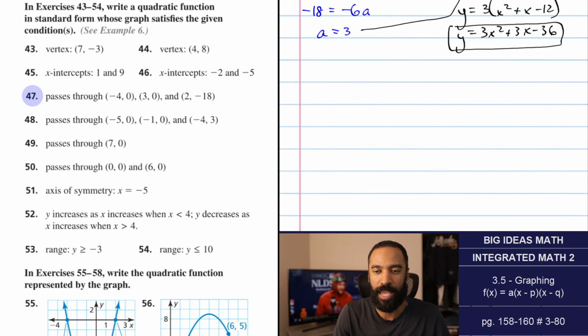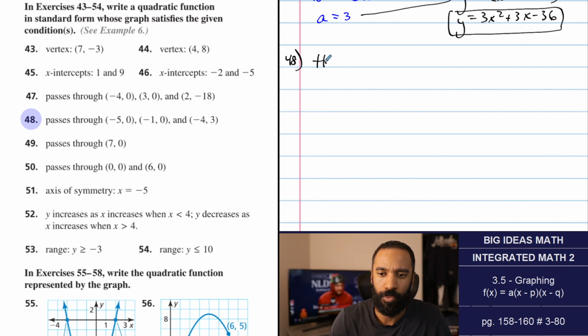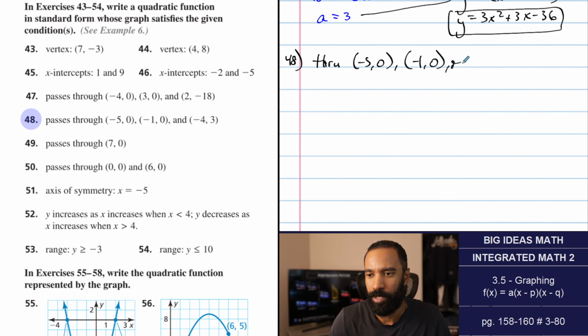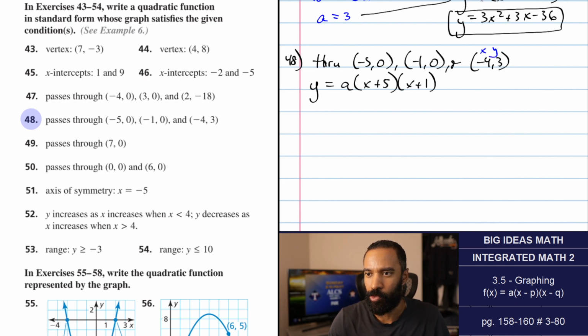Let's do the same thing for number 48. I don't have to write out that those were x-intercepts this time. It still might take about as long. Hopefully you know what we're substituting now for this to work, though. So we're going to pass through negative 5, 0, negative 1, 0, and negative 4, 3. These are your x-intercepts. That means we for sure have x plus 5 times x plus 1. Let's solve for a, plugging this in for x and this in for y.